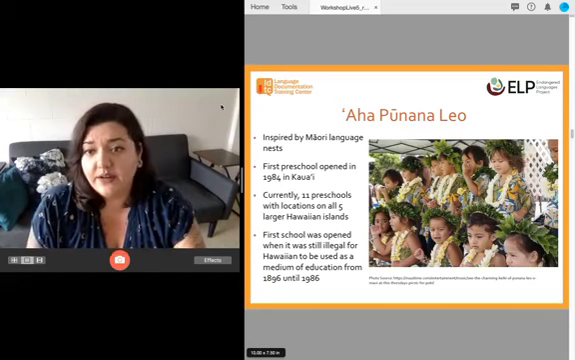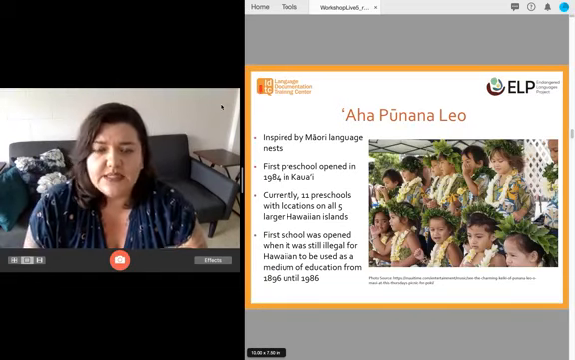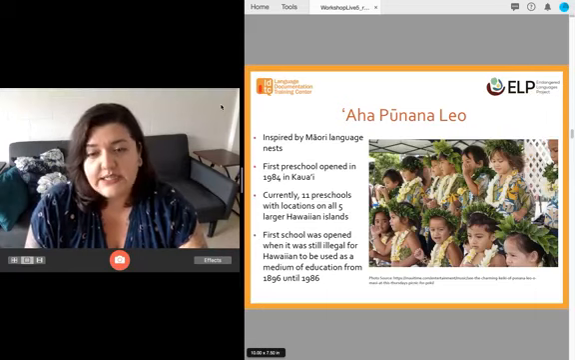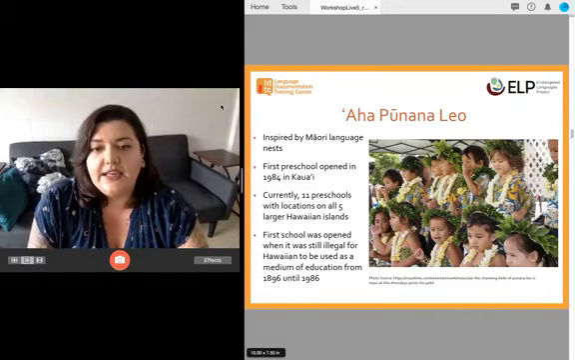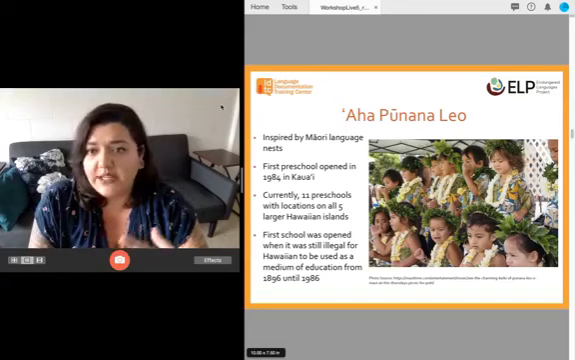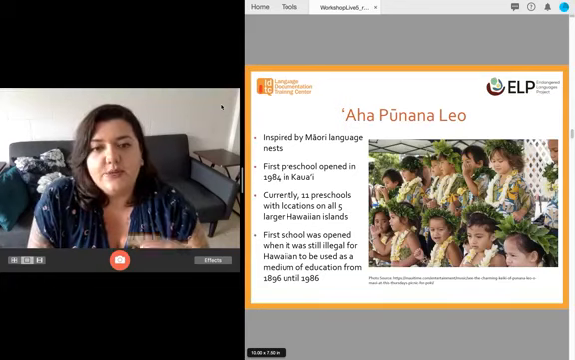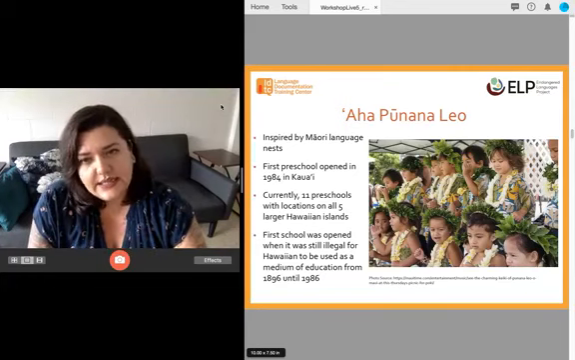And that grew and then inspired Aha Punana Leo here in Hawaii. And that was set up 2 years later in 1984 on the island of Kauai. And now there are 11 preschools located throughout the 5 larger Hawaiian islands. And it's grown, it's a great program. And it was opened, like I said, in 1984.